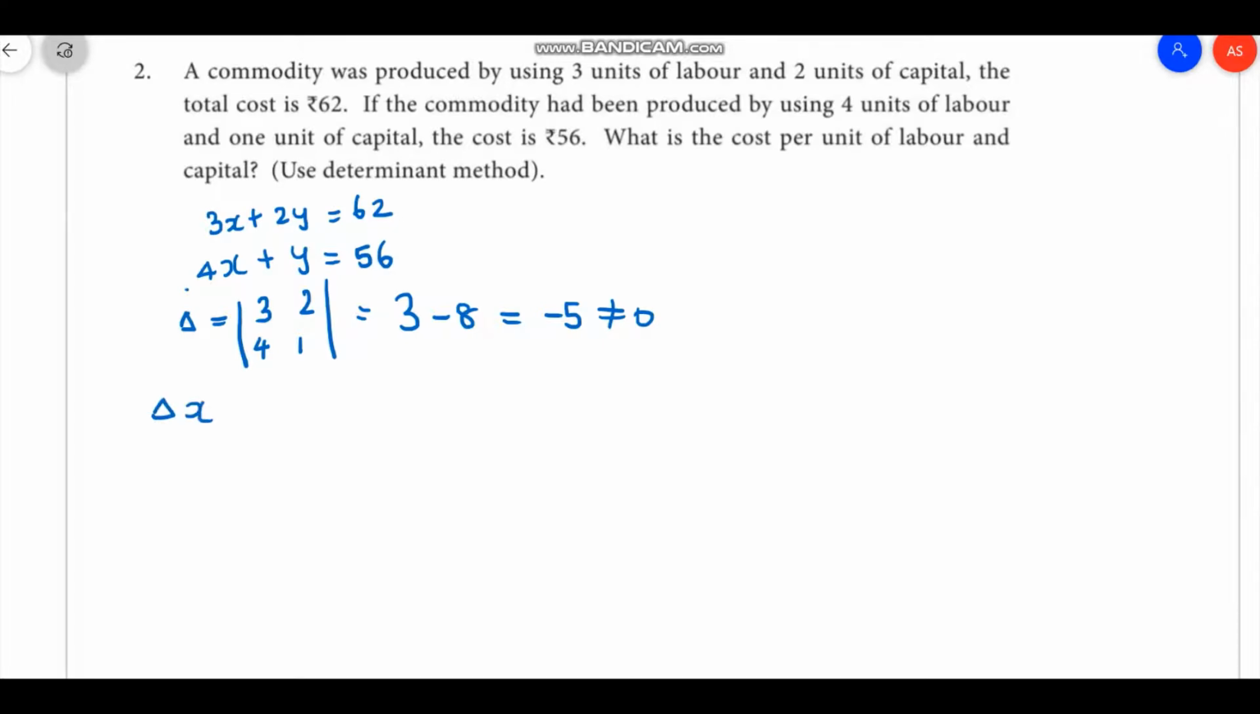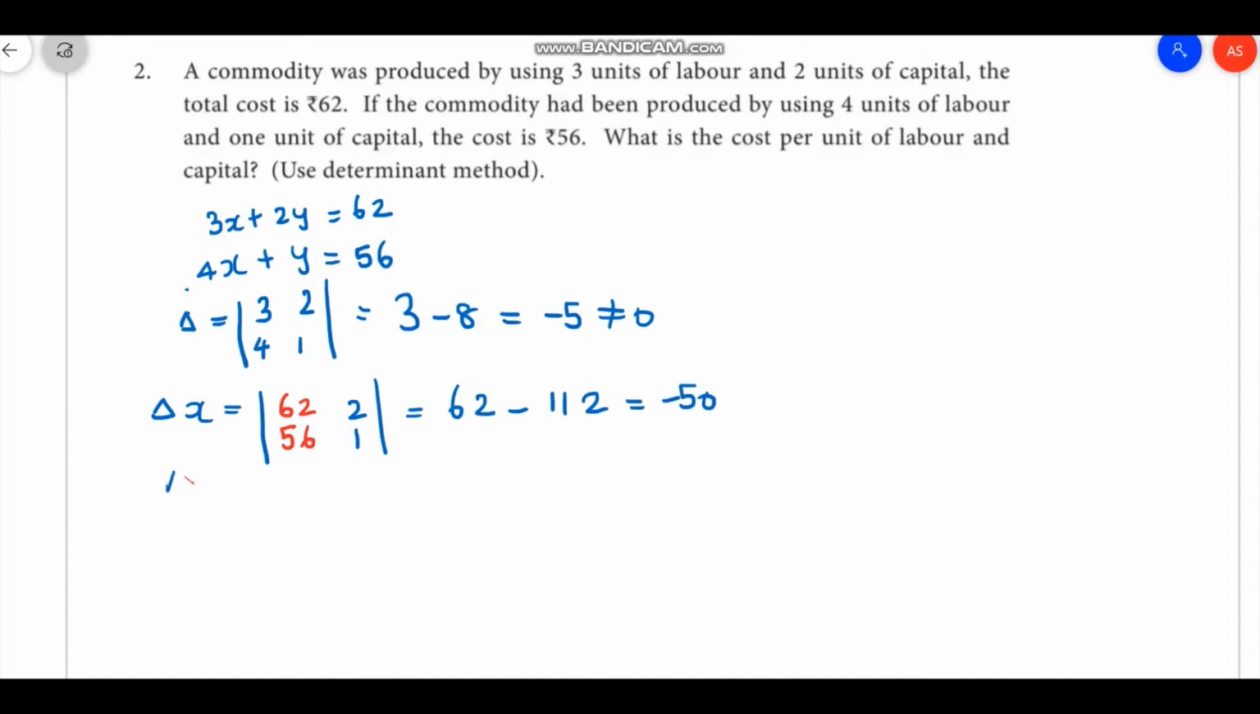So let me form delta X. What is my delta X? Instead of the X coefficients, I need to change to 62 and 56, and my Y coefficients remain the same. What are my Y coefficients? My Y coefficients are 2 and 1. So let me multiply, which is 62 minus 56 into 2, which is 112, gives me minus 50.